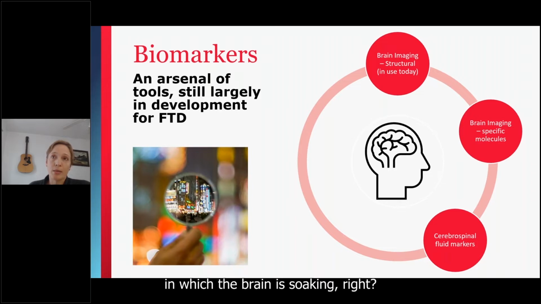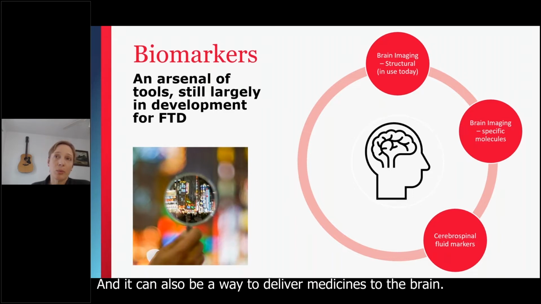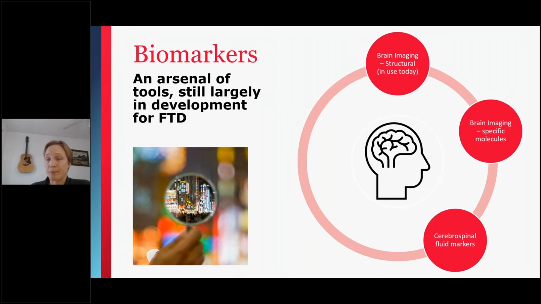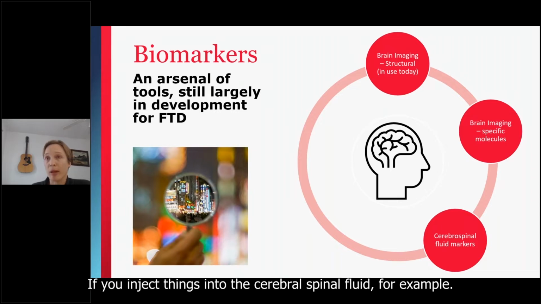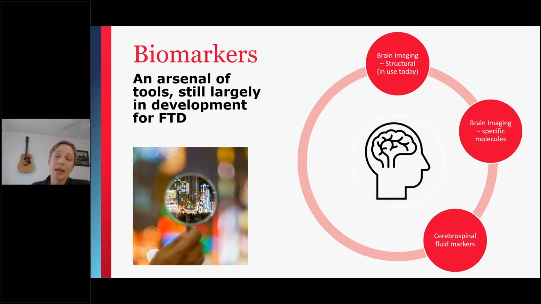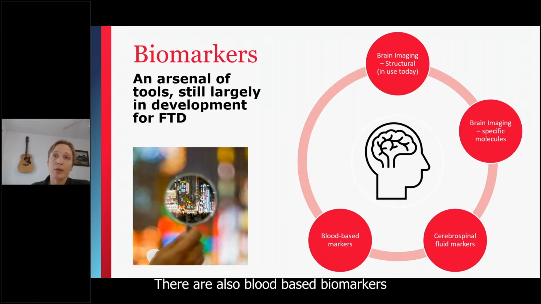Cerebrospinal fluid is basically the fluid in which the brain is soaking, right? It's the fluid literally circulating around the brain. So in many ways, it's a really important indicator of what is happening inside the brain. And it can also be a way to deliver medicines to the brain if you inject things into the cerebrospinal fluid, for example.